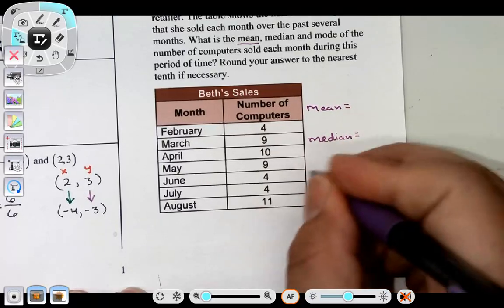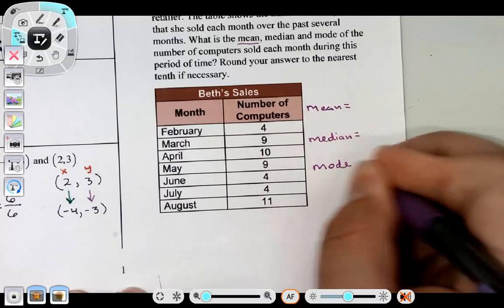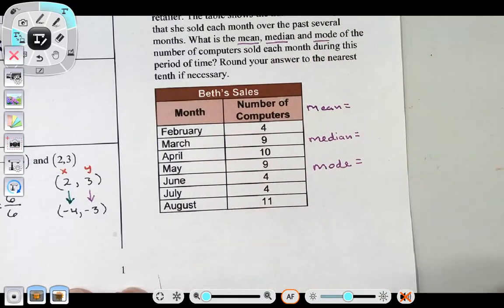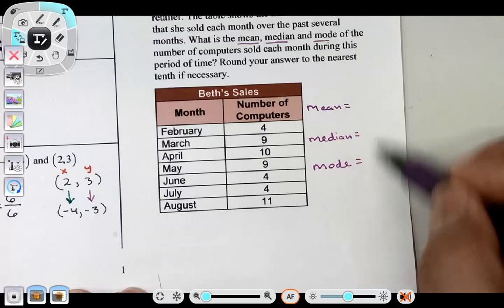Just going to get it ready. And they want the mode. They asked for three things. Well, write them down so you don't accidentally think, oh, I'm done with the problem, if you haven't answered all three.